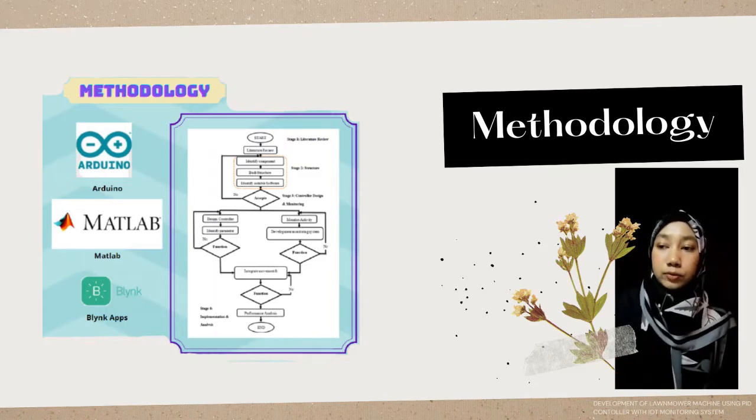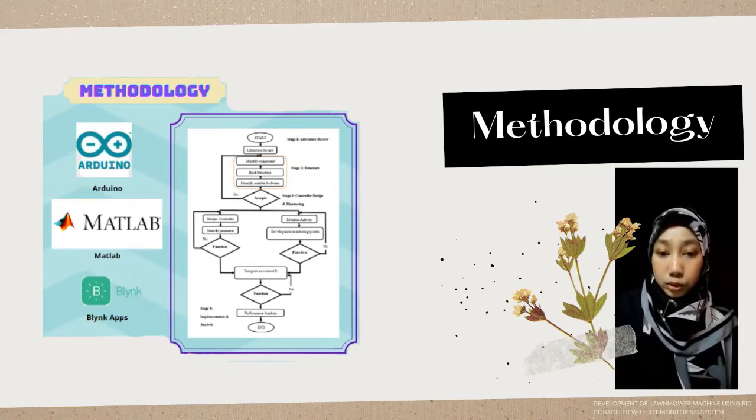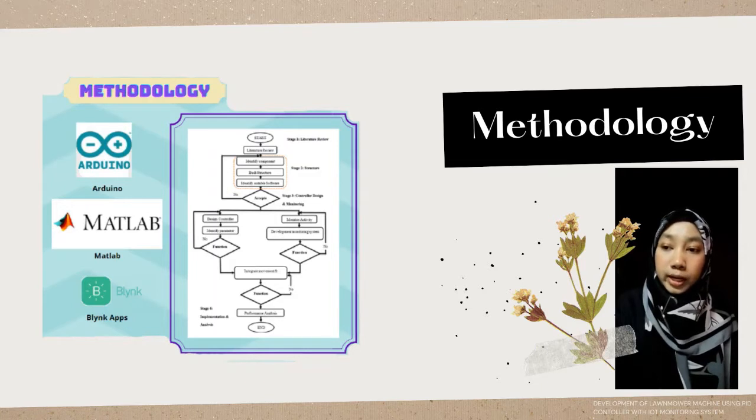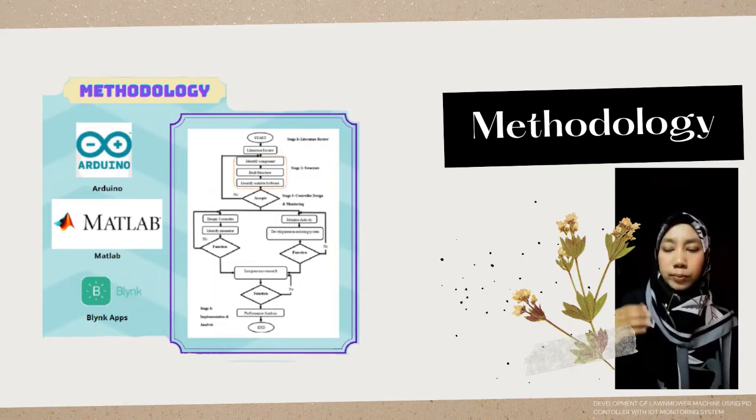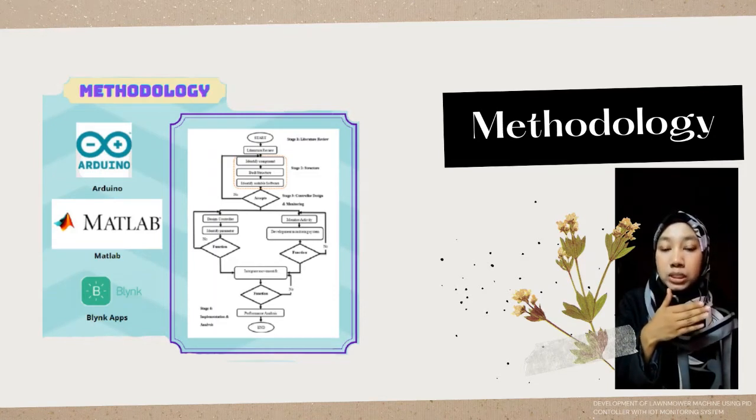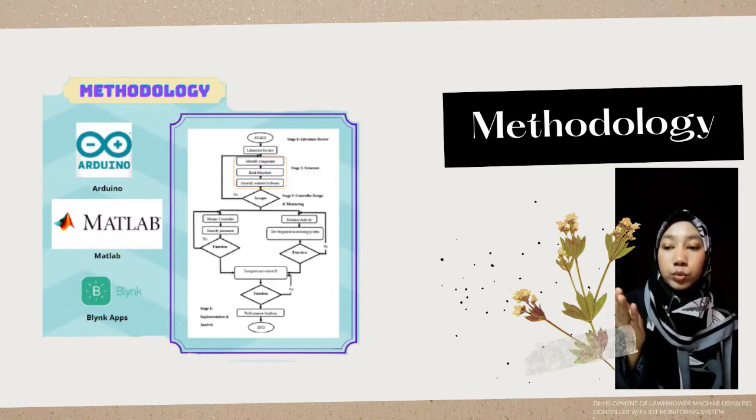As we can see, there are four stages, where the first one is literature review. The second one is structure, where we identify components, build the structure, and identify suitable software. Stage 3 is controller design and monitoring system, where as you can see at the left side there is a design controller, which is the PID controller, and after that we will define the parameters.